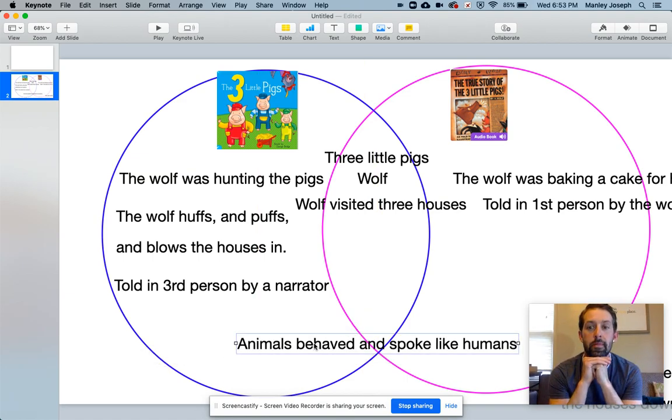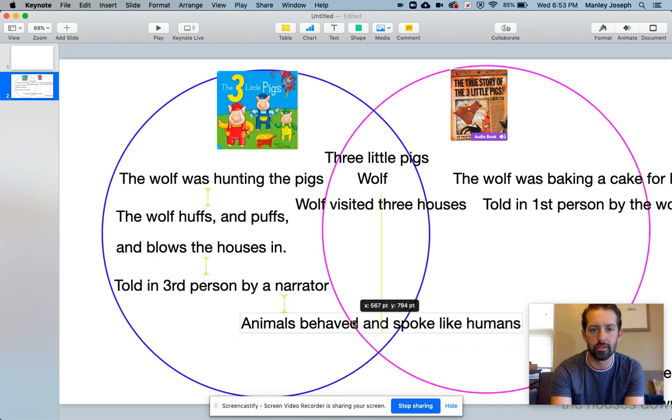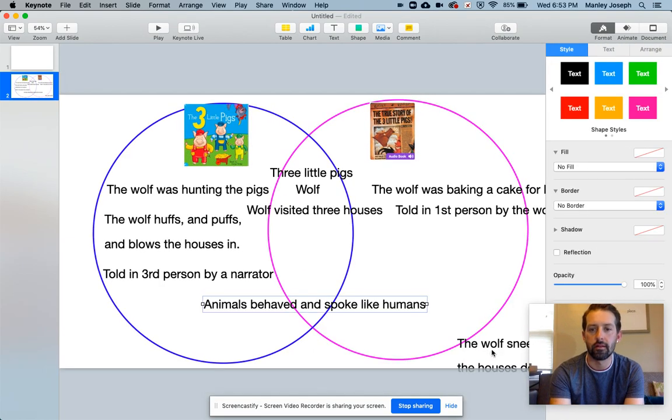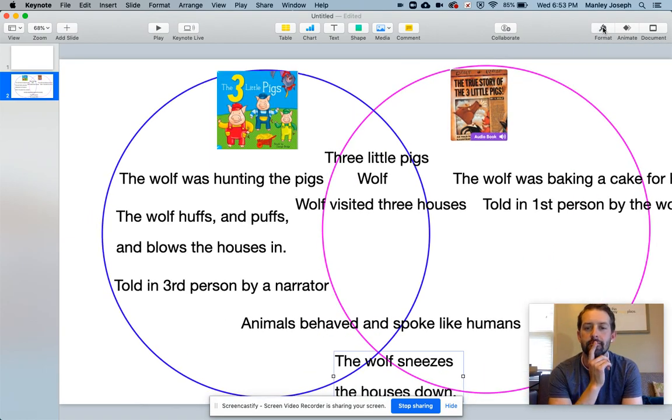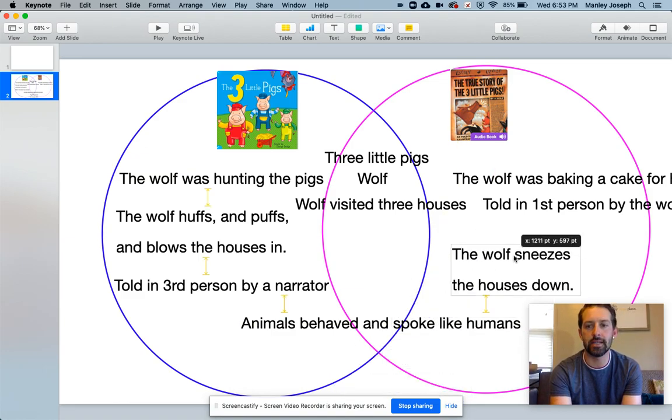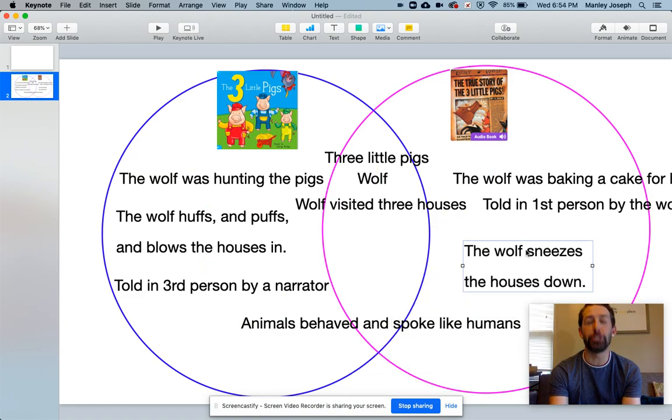Here's our element of magic. Animals behaved and spoke like humans. Yeah, that happened in both of the stories. It's a little too big to fit in there. Got one more here. The wolf sneezes the house down. Well, in the classic version, the wolf huffs and puffs and blows the house in. But in Jon Scieszka's, he sneezes, achoo, to blow that house down.